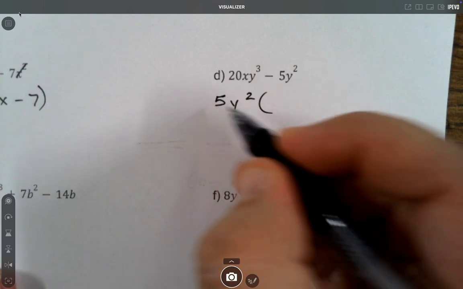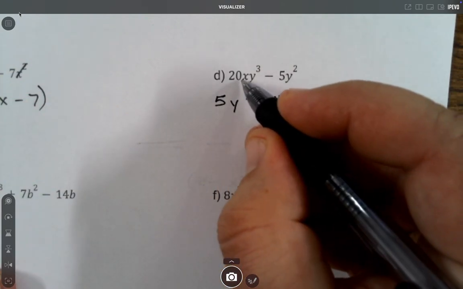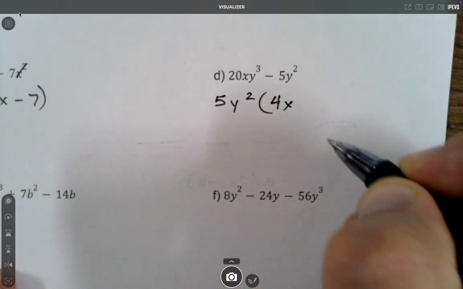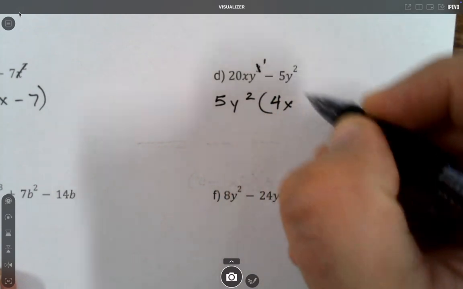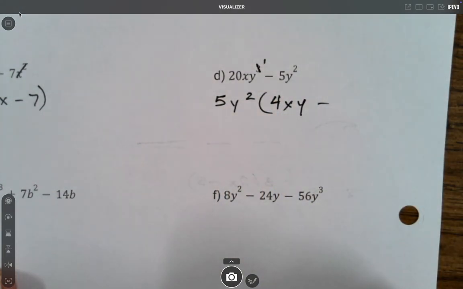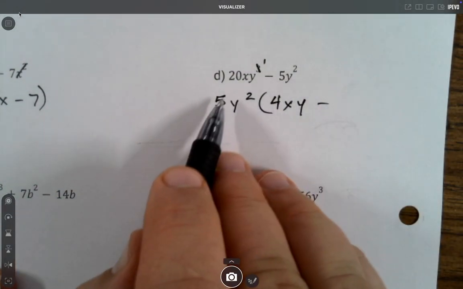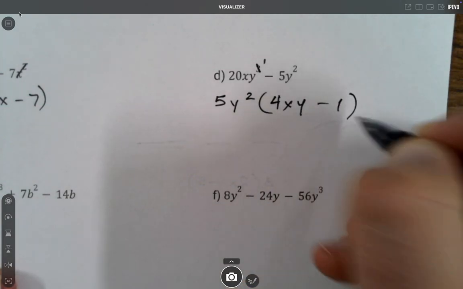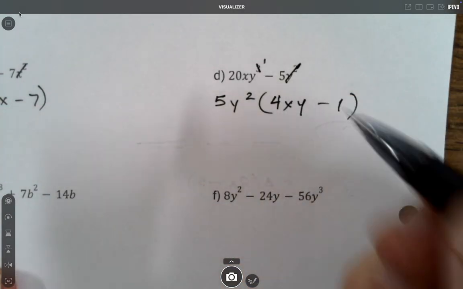So 20 divided by 5 is 4. The x didn't change, so it stays. We pulled 2 of the y's away, leaving 1 behind. And 5 divided by 5 is 1, and the y squareds are all taken away.